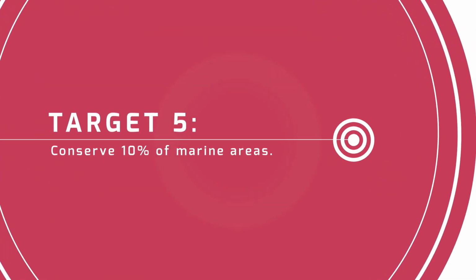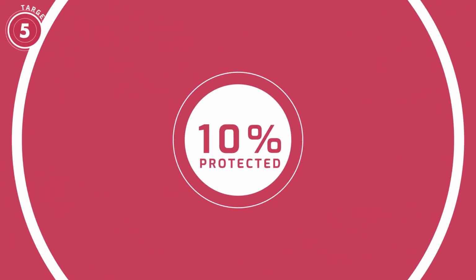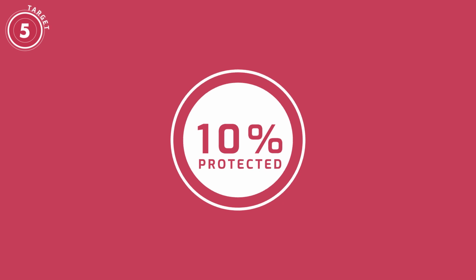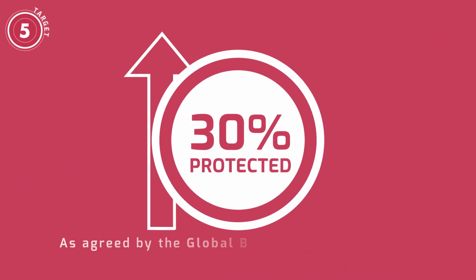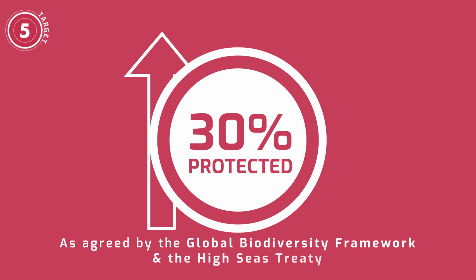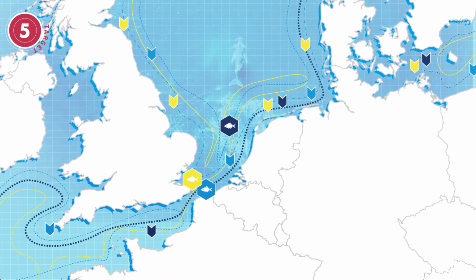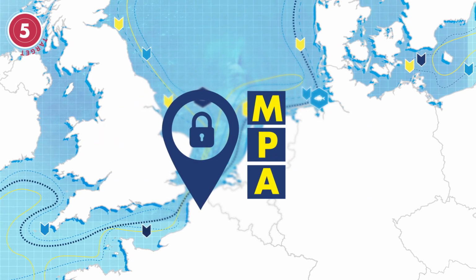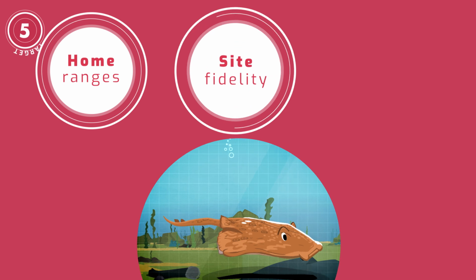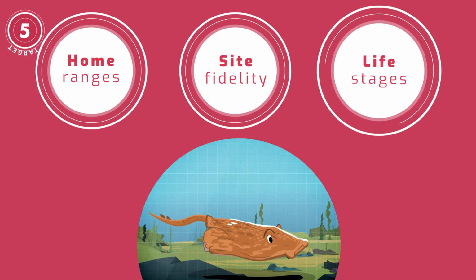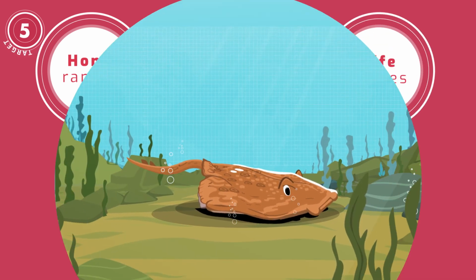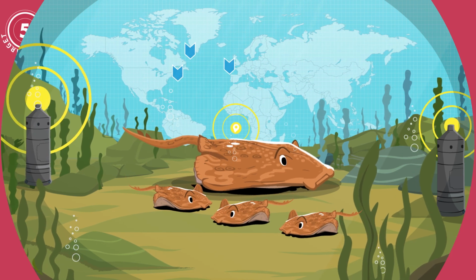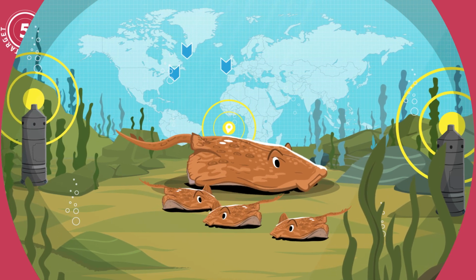The SDGs wish to protect 10% of marine areas, though the aim is now 30% as per the Global Biodiversity Framework and High Seas Treaty. The design of effective marine protected areas relies on in-depth knowledge of species movements, home ranges, site fidelity, and the timing of various life stages, like when and where mating and spawning occurs. These can all be determined with the help of acoustic telemetry.